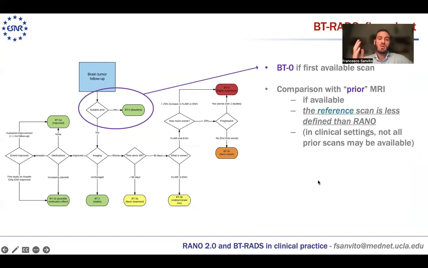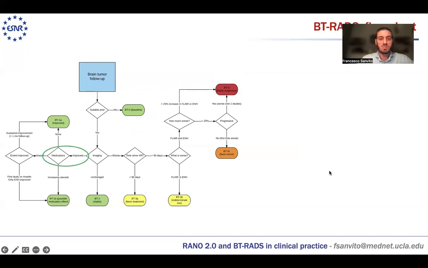We saw how RANO demands a specific reference scan for progression and a specific reference scan for response, whereas here it's a bit more vague, where you just use that BT0 first scan that you have. I understand that this may be more suitable sometimes for clinical practice, where it's not like a clinical trial where you have all the previous time points, maybe you have only some of them. But this is a major difference. I think that RANO 2.0 is a bit more convincing in this aspect, but I understand that sometimes you don't have all of the prior scans in a clinical situation.